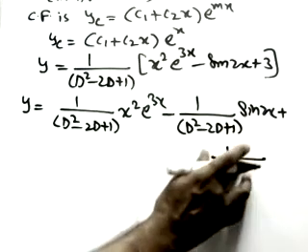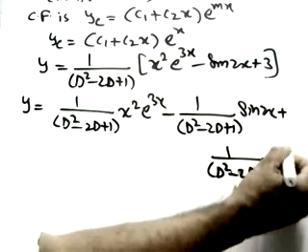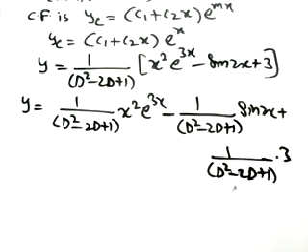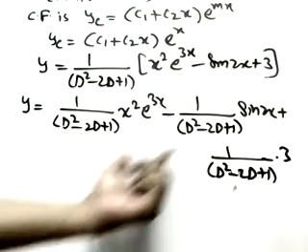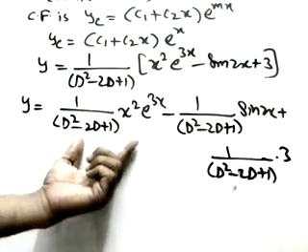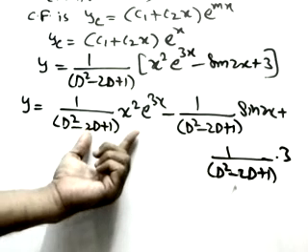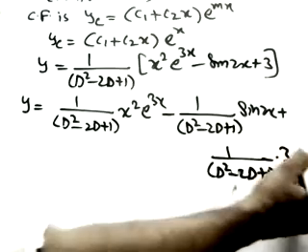I'm writing here 1 divided by D squared minus 2D plus 1 into e. I'm taking these separately. First we find the particular integral of this function, then this function, then this. After that, we can add them. I'm doing it separately because I want to explain it clearly. So let me first find this one, then this, then this.